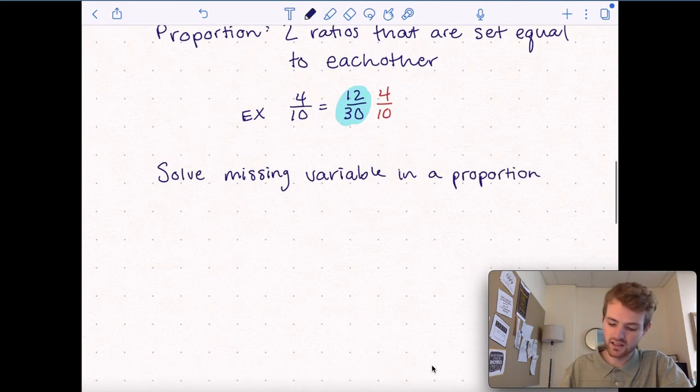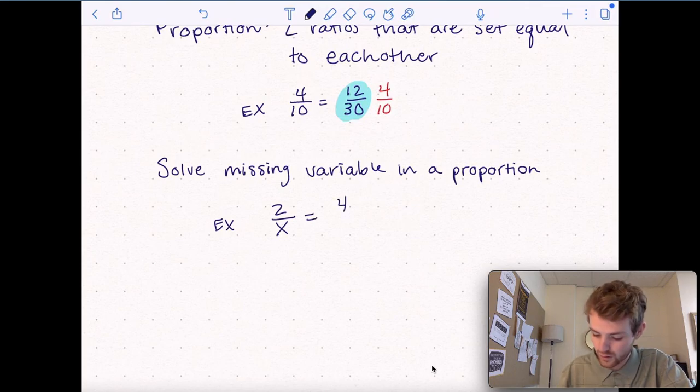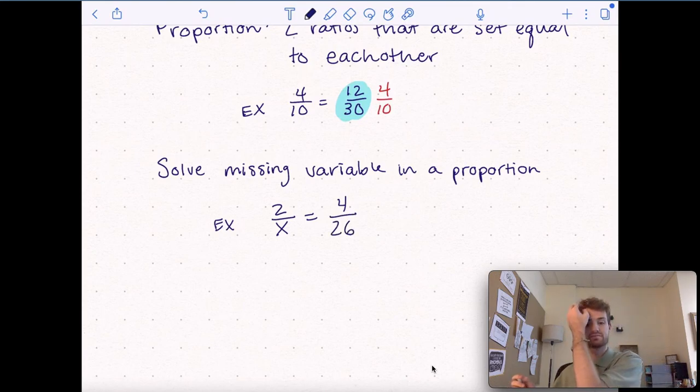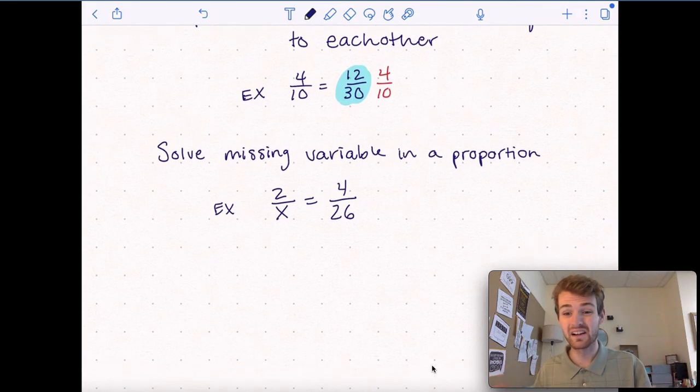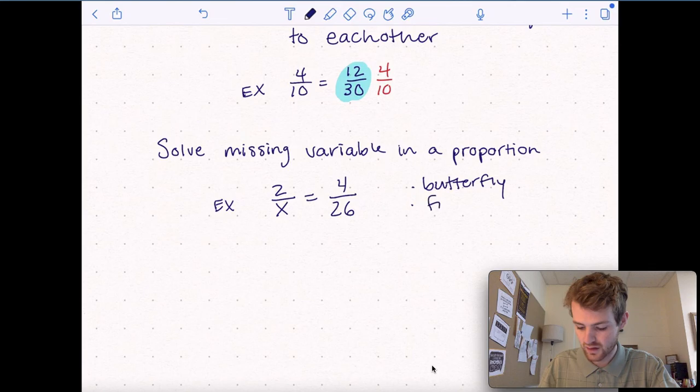What that looks like is we might see this. 2 over x equals 4 over 26. Here to solve, we do what I'm finding has many names. I've heard it called the butterfly method. I've heard it called the fish method. I've heard it called, and what I will refer to it as, cross multiply.